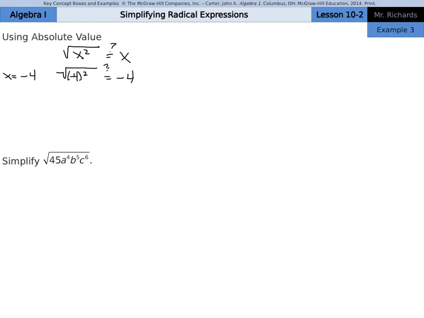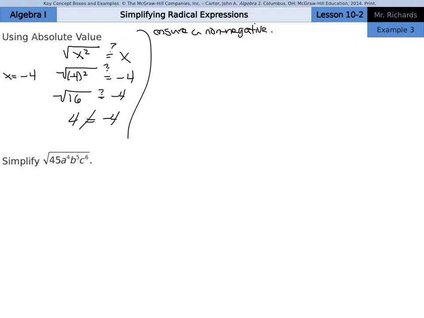Negative 4 squared is 16, and the square root of 16 is 4. Does 4 equal negative 4? Well, no. And so we need to do something to ensure a non-negative result.